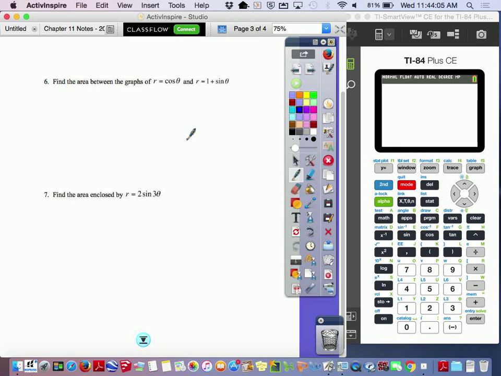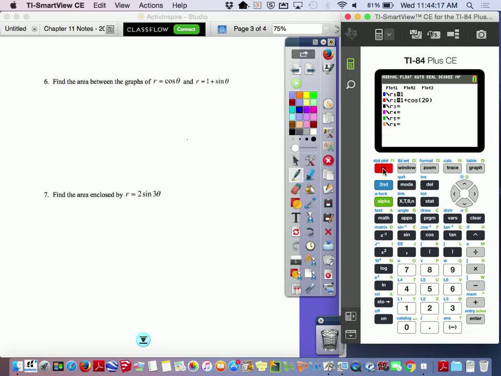Number 6, find the area between the graphs of r equals cosine theta and r equals 1 plus sine theta. So this one's going to be different than the last one. As soon as we get into the graph, let's plug it into our r equals here. We've got cosine theta and then 1 plus sine theta.